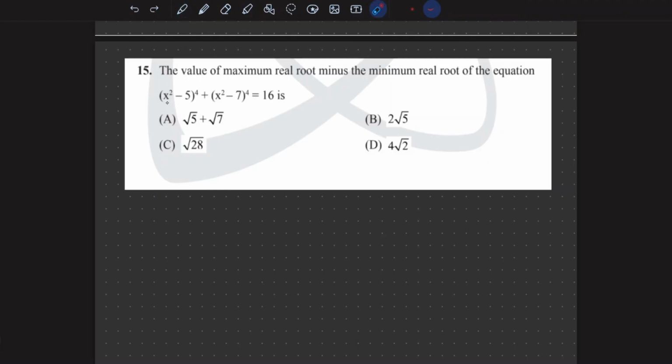So I'm having an equation over here and I need to find the difference between its maximum root and minimum root. So you'd be knowing that of course I need to find the roots for this, right? So I'll be telling you two approaches.